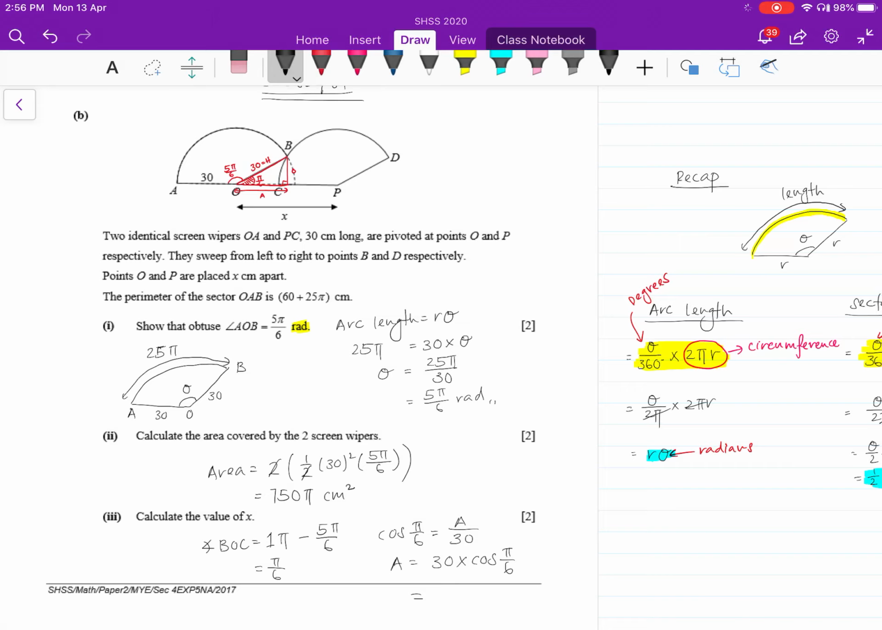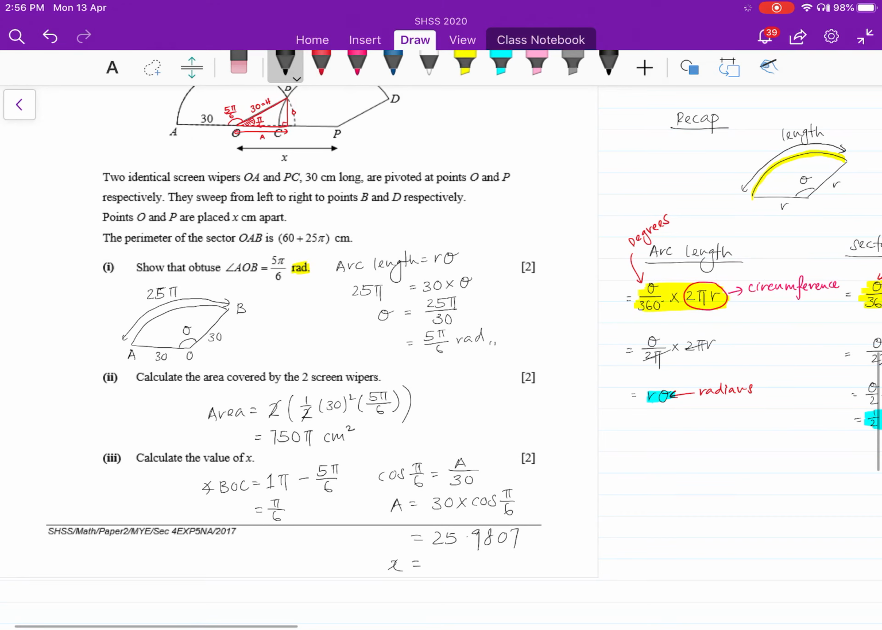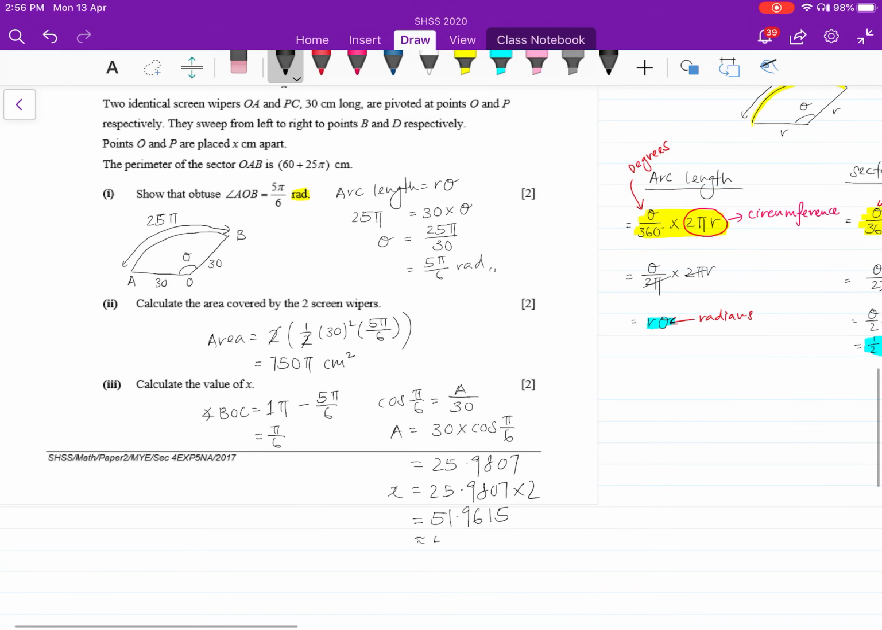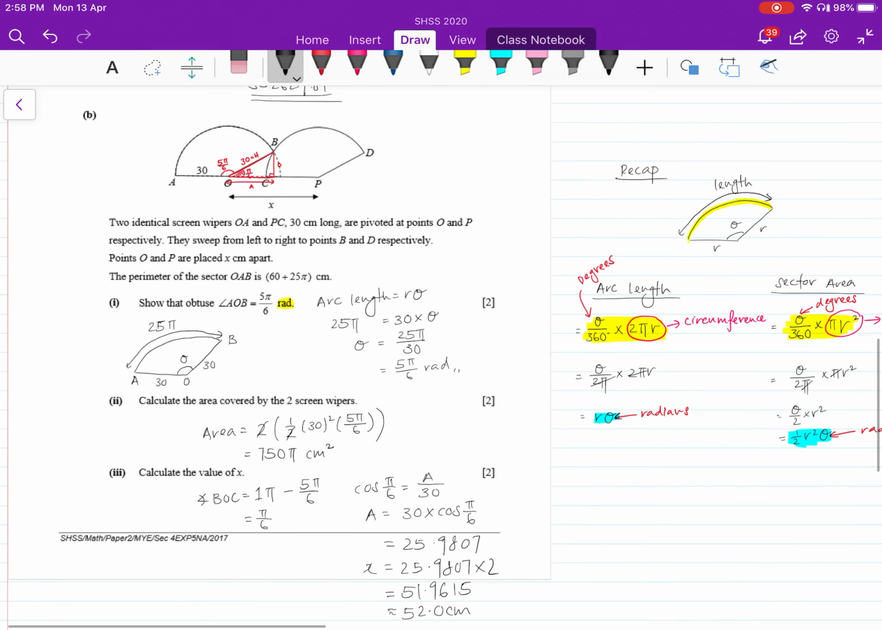And if you take 30 times cosine, I get 25.9807. To get the value of x, I just need to multiply that by 2. 25.9807 times 2, and I get 51.9615. Change it to 3 significant figures, 52.0 cm. And that's all we have for question number 6. It's a long question, but I hope you can remember how to do arc length and sector area.